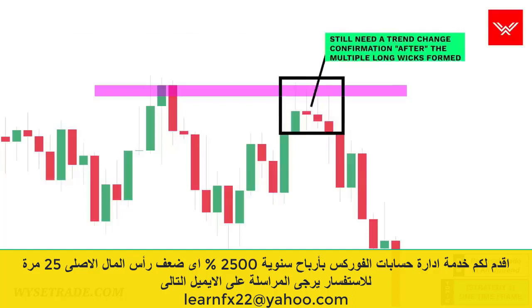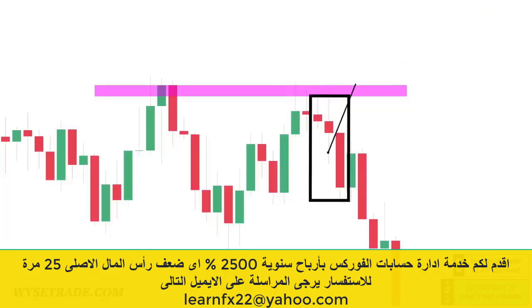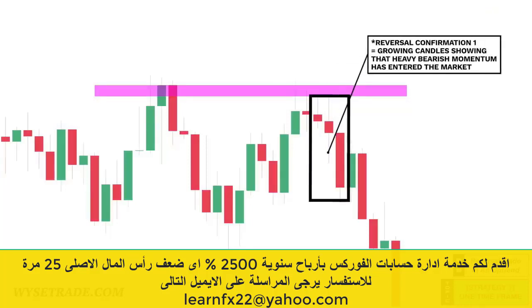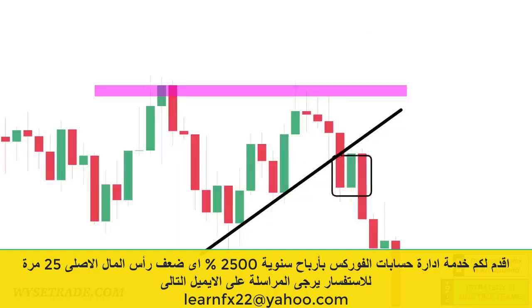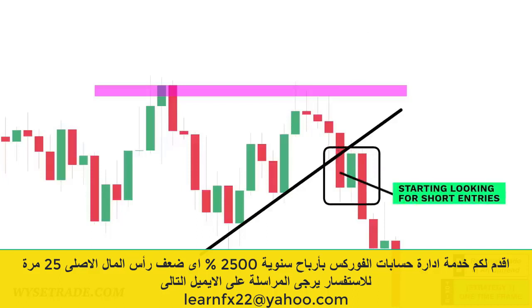You then needed a trend change confirmation, which you got in two parts. First, you had candles that were increasing in size, showing heavy bearish momentum had entered the market. And two, to cap it off, you had a momentum candle break through the trend line. All of this signals a confirmation of the reversal from an uptrend to a downtrend. At this point here is when you would take a trade entry short, so going in the opposite direction.